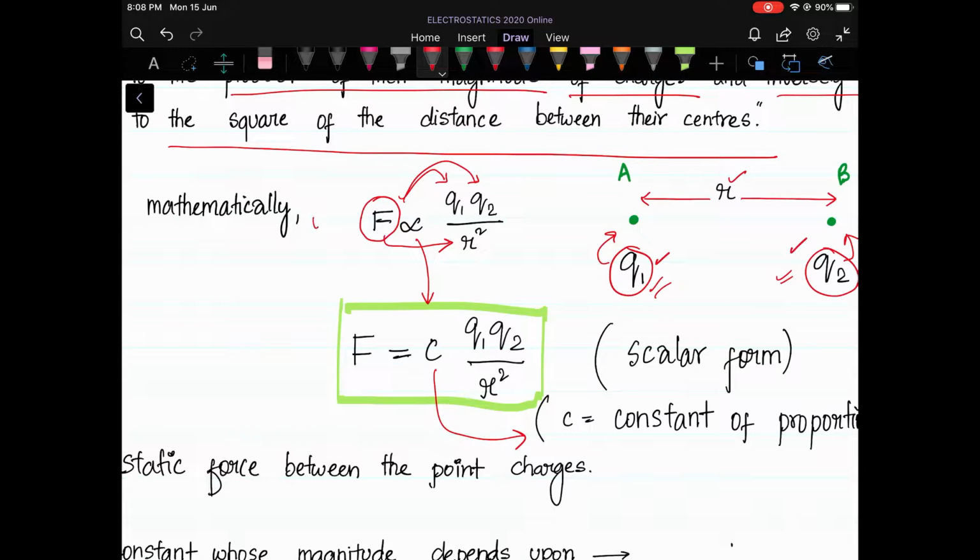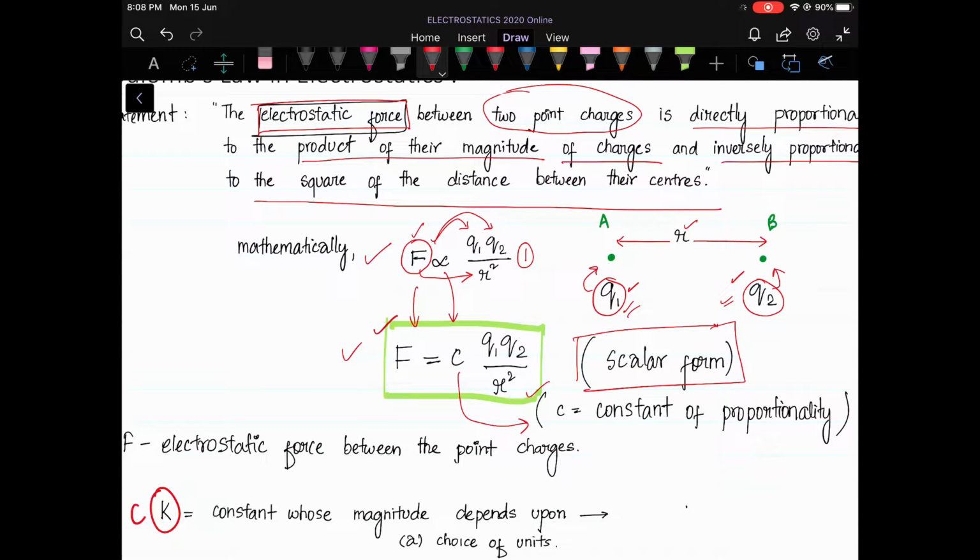So the difference between this and this formula is that the first formula tells you on what factors this electrostatic force depends. The second formula is going to tell you about the value of the force. And since it is only going to give us the magnitude of the force, the value of the force, we call it the scalar form of Coulomb's law. Now this formula, as you can see, we cannot use yet because we have not talked about the constant C. Let's look at this case to show you why this C is important.